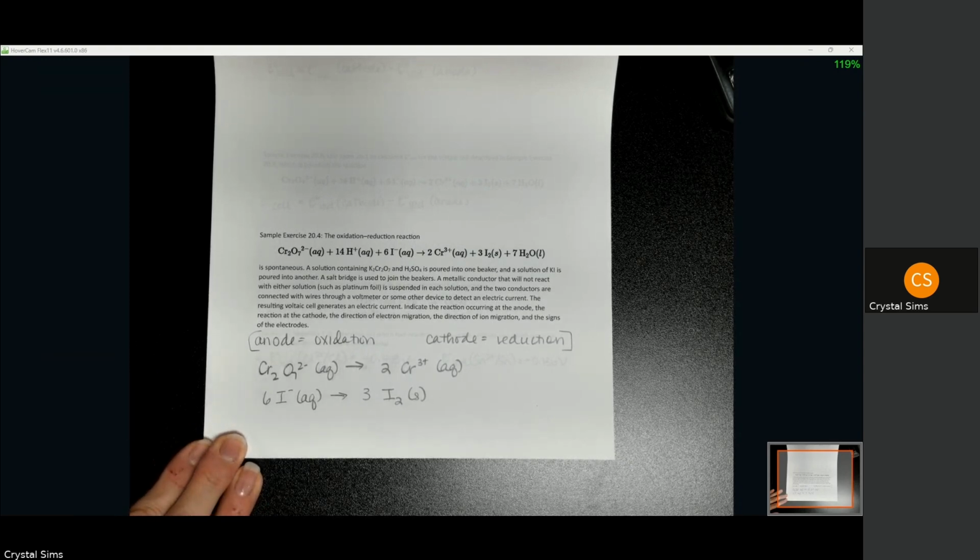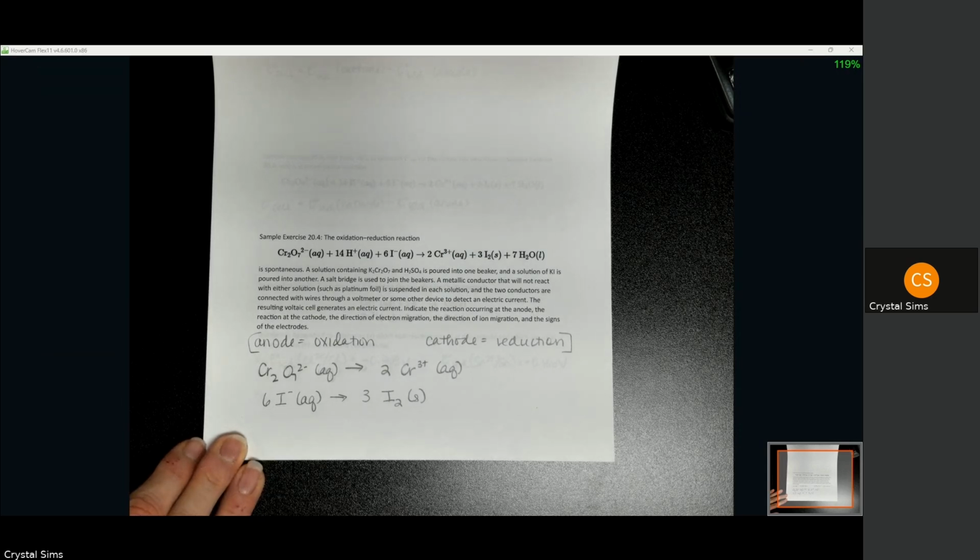We have a solution containing potassium chromate in one beaker, and we add sulfuric acid to that, and then we have a solution of potassium iodide that's poured into another beaker. We set up the salt bridge and put in a conductor in each solution, and then set up a galvanic cell. This is similar to what we did in the lab yesterday.